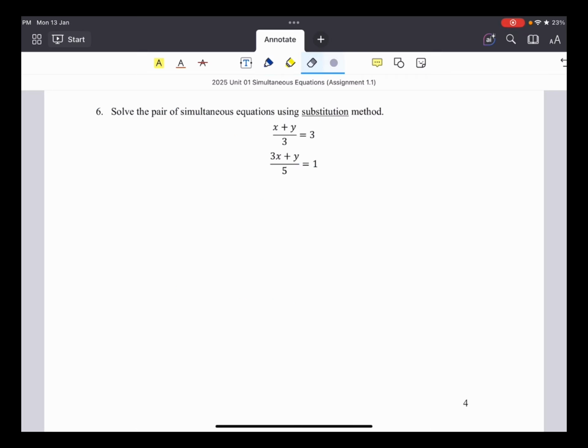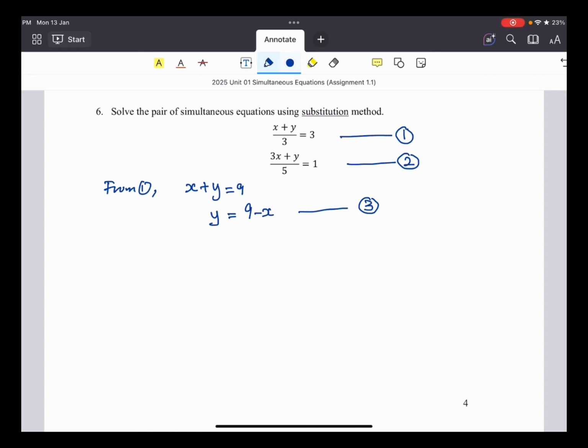Okay, next one. Solve this pair of simultaneous equations using the substitution method. So same idea. I'm going to start by calling it equation 1. I'm going to call this equation 2, right? So from equation 1, we have x plus y equals 9 after I multiply both sides of the equation with 3. Then I can actually say y is actually equal to 9 minus x. And I can call this equation 3 for clarity. Then substitution method, so I'm going to sub 3 into 2.